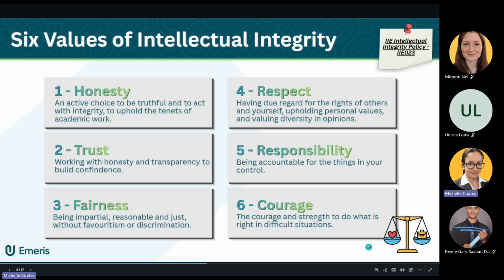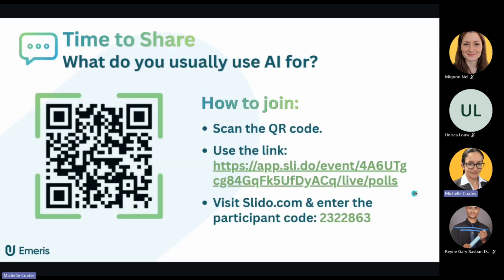Then the 6 values of intellectual integrity can be found in the intellectual integrity policy, but more or less the 6 most important things to remember are honesty, trust, fairness, respect, responsibility, and courage.